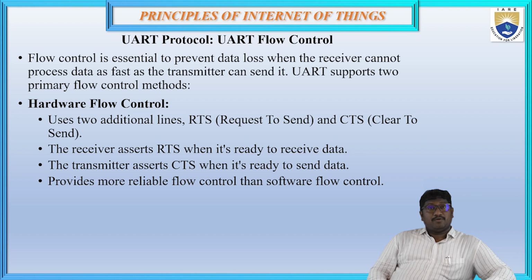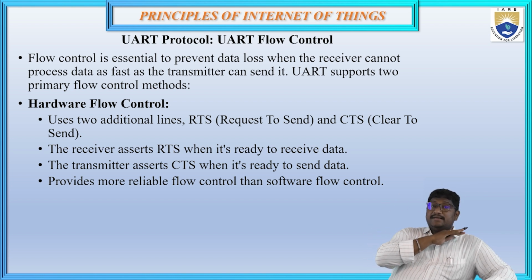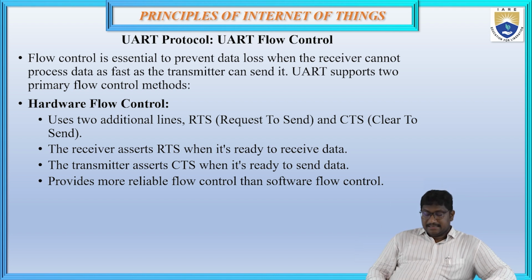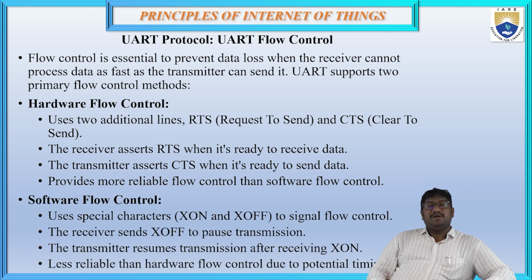In hardware flow control, we are using 2 additional lines. One is RTS, another one is CTS. One is request to send, RTS. Another one is CTS, clear to send. These are the 2 additional lines which we are utilizing. Here the receiver is going to send request to send when it is ready to receive, then only it is going to send. And when it is ready to send the data, the transmitter is going to assert with CTS. This is how a reliable flow is done with the help of hardware flow control.